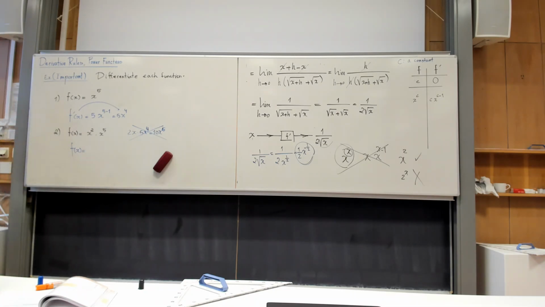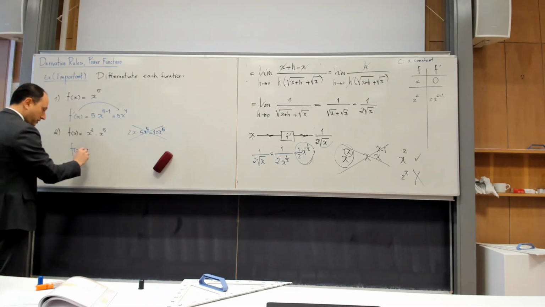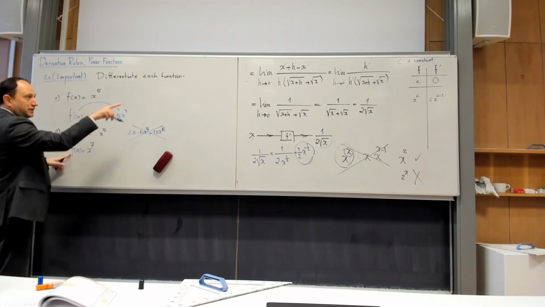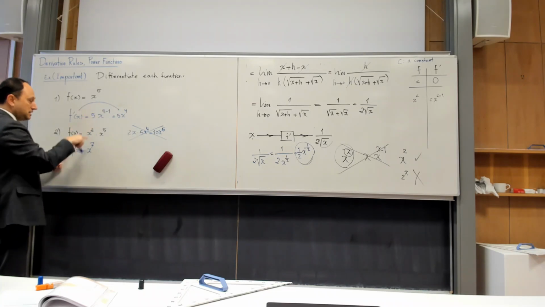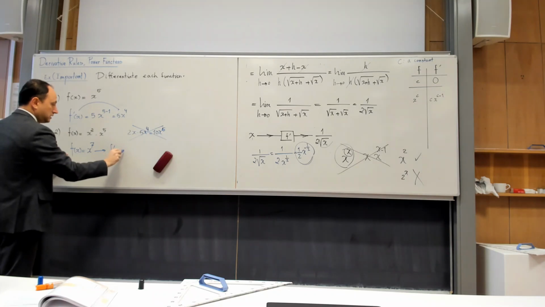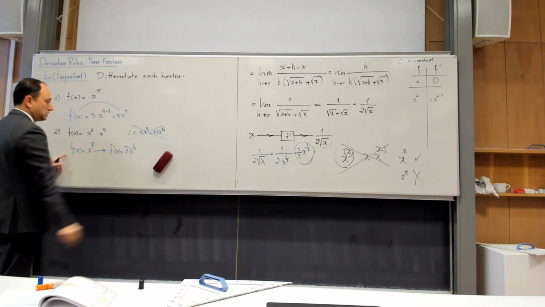What can I write for f of x? X to the power of 7, yes. And then, is x to the power of 7 in my table? Yes. C is 7 in this case, and do it in your head. What is the immediate answer out of it? 7x to the power of 6. That's your answer.